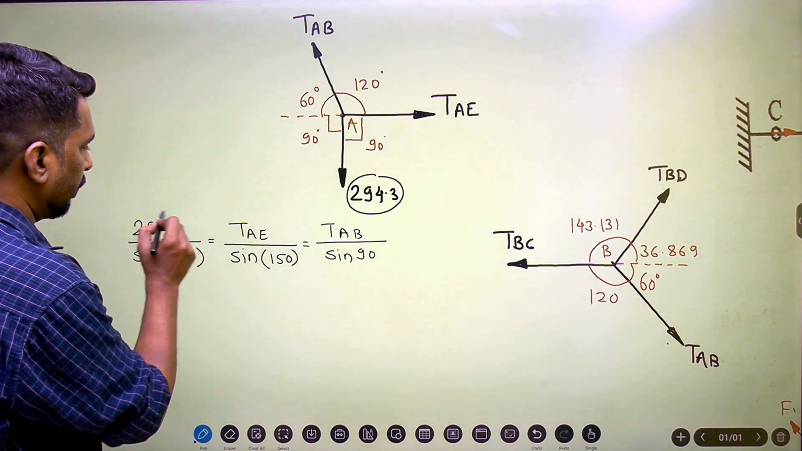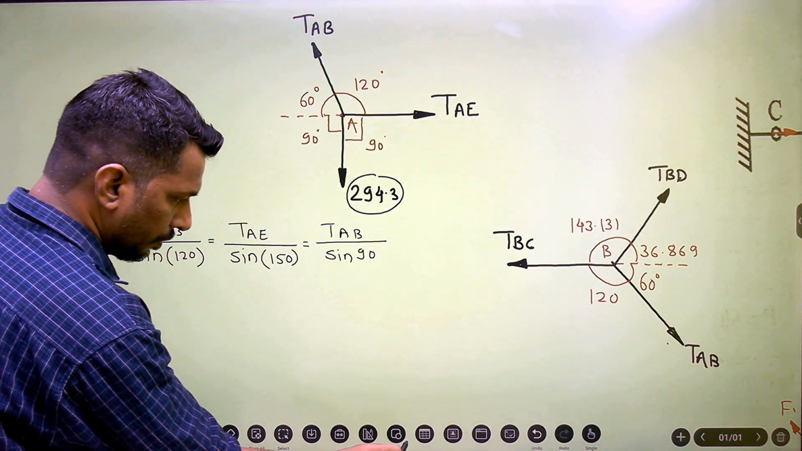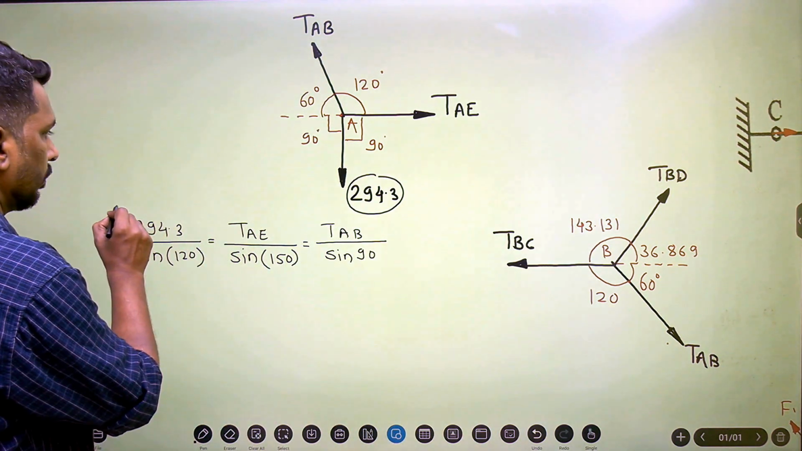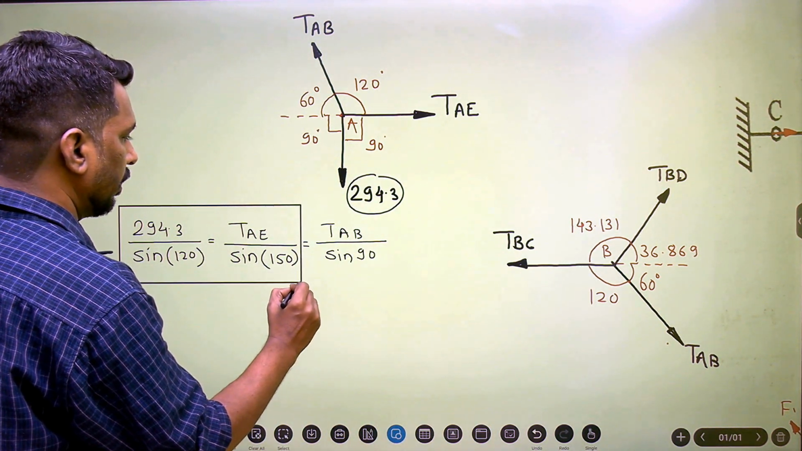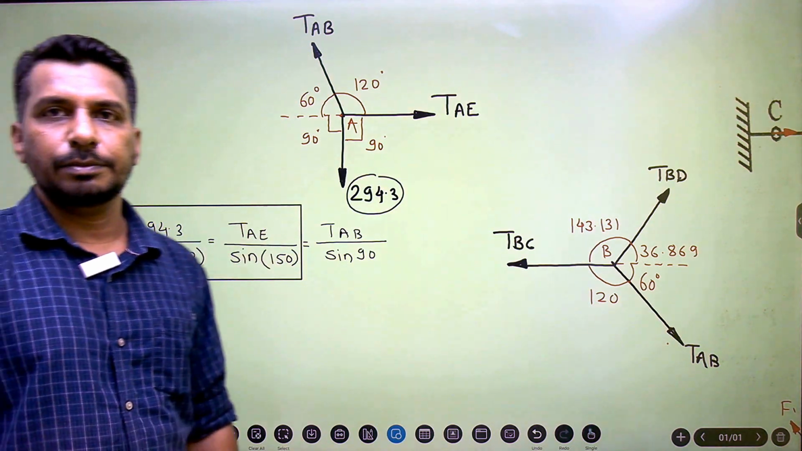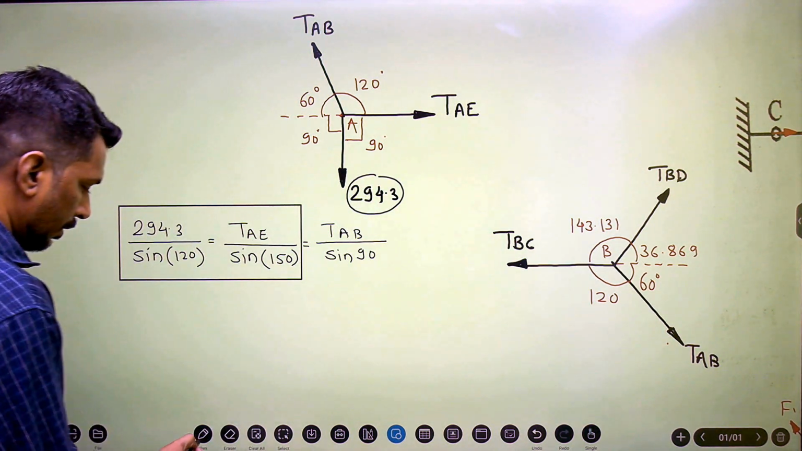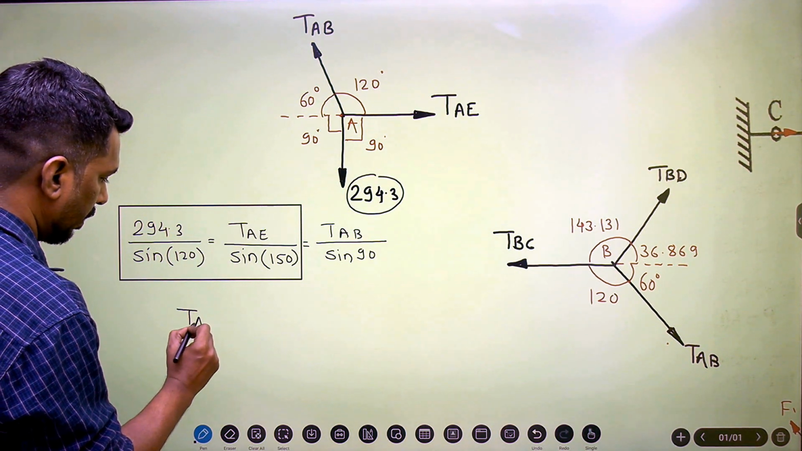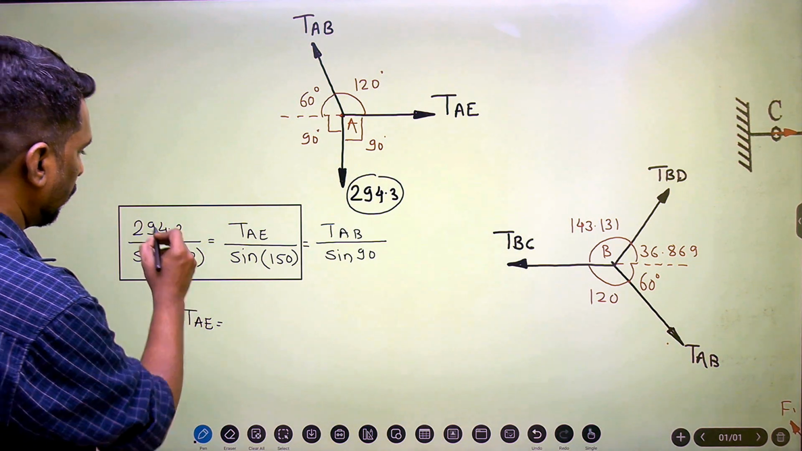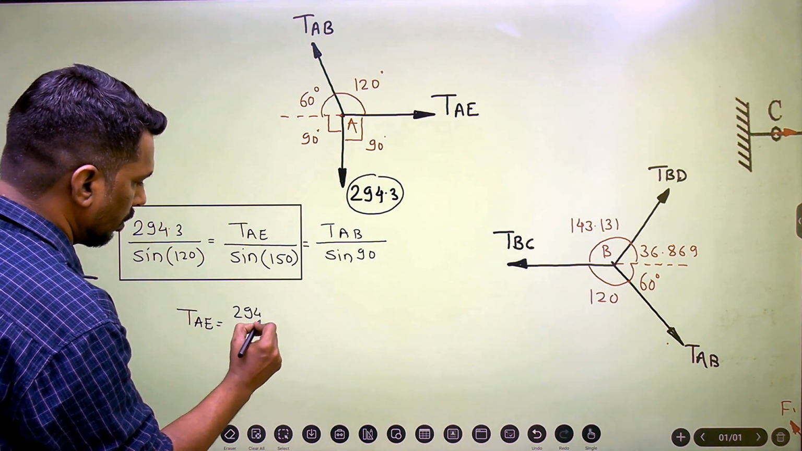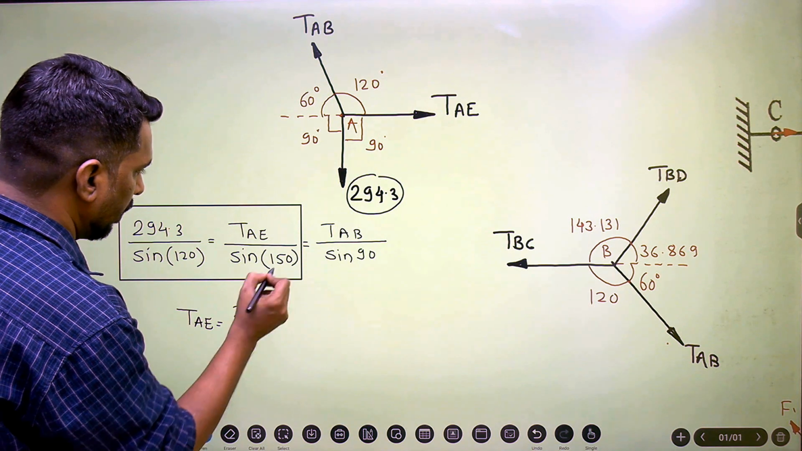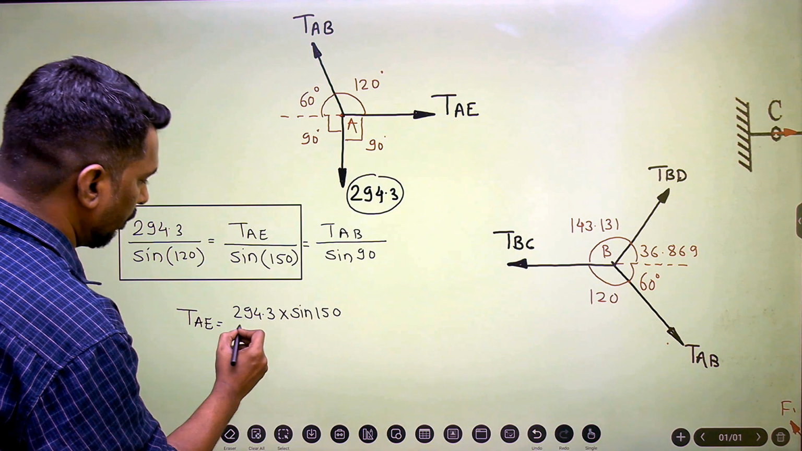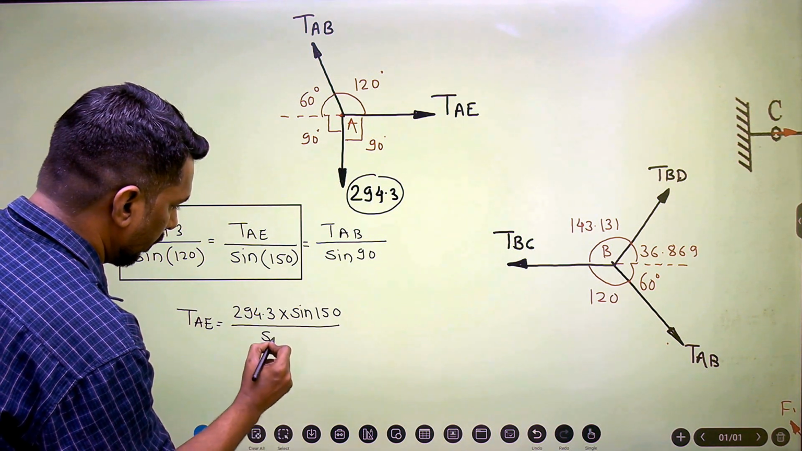So if I equate these two first, okay, I'll equate these two first to get the value of TAE. So now here, the equation will become TAE is equal to 294.3 into sine 150, cross multiplication, sine 150 will come here, divided by sine 120.